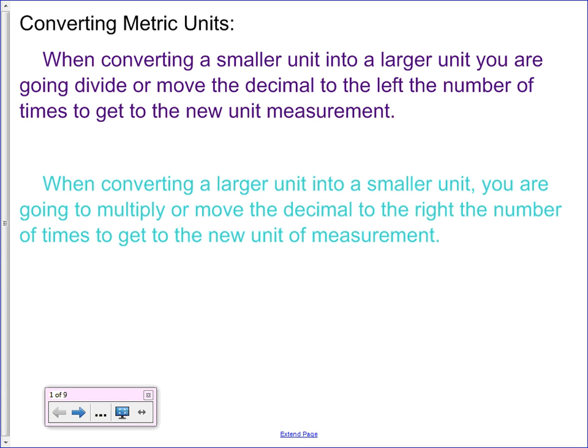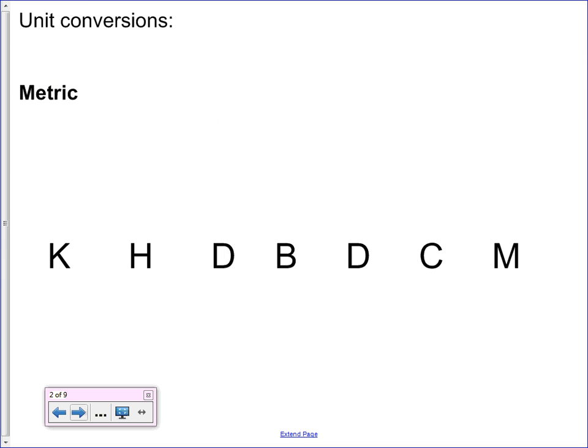The metric system is used all around the world. The US is one of the very few places that does not use the metric system. It is a very easy and nice system to work with.